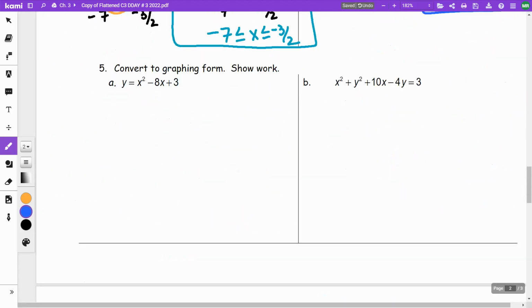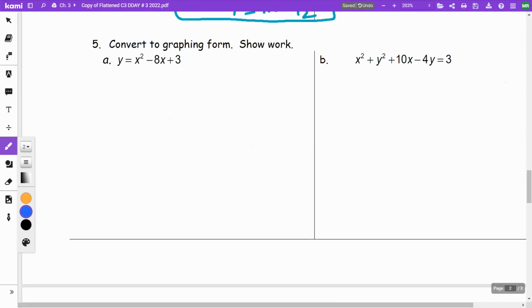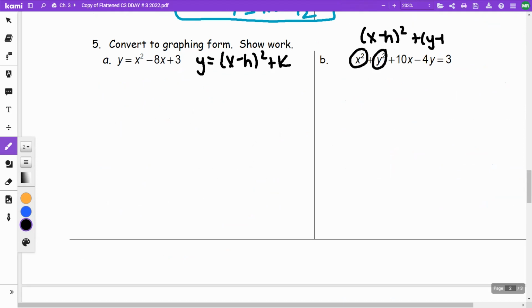On number 5, we're converting this to graphing form by completing the square. So for this one here, I'm not going to have an a looking at this equation, so it's going to be an x minus h squared plus k. This is going to be a circle when you have an x squared and a y squared. So a circle is x minus h squared plus y minus k squared equals your radius squared.